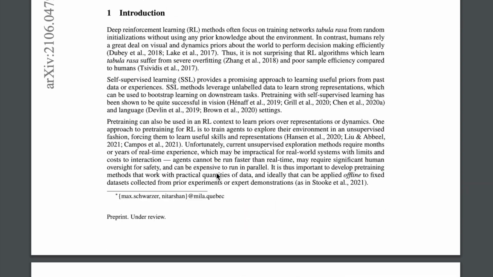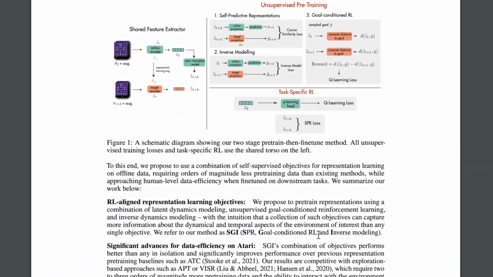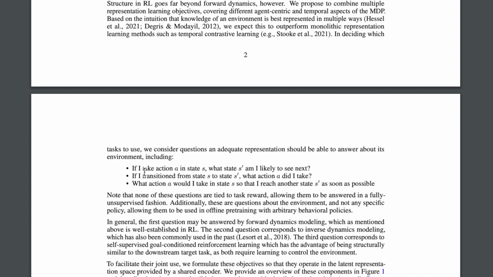So this first paper is exploring 3 different tasks which they intuitively motivate as these self-supervised learning questions you can ask with these state, action, next state, reward sequences. If I take action A in state S, what state S prime am I likely to see next? This is like the generative model, predict the action state transition to the next state. If I transition from state S to state S prime, what action did I take? This is like the inverse dynamics question.